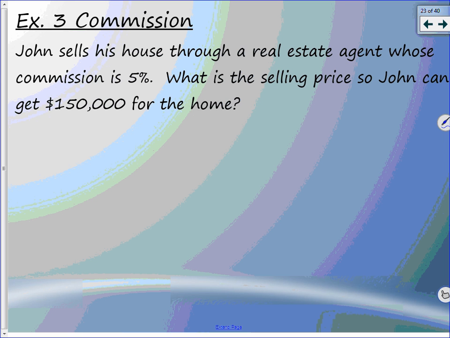So John sells his house through a real estate agent whose commission is 5%. That means when John sells his house, he doesn't keep all that money. He gives 5% of the money to the real estate agent. Okay? What is the selling price? So John wants a $150,000 check for his home after he pays his real estate agent the 5% commission.